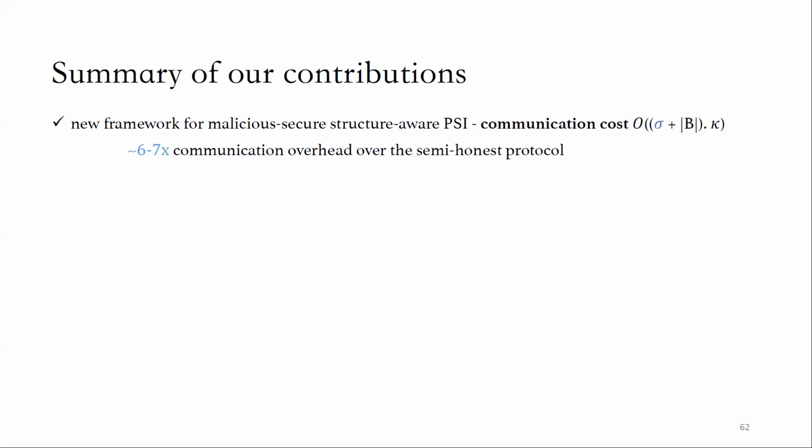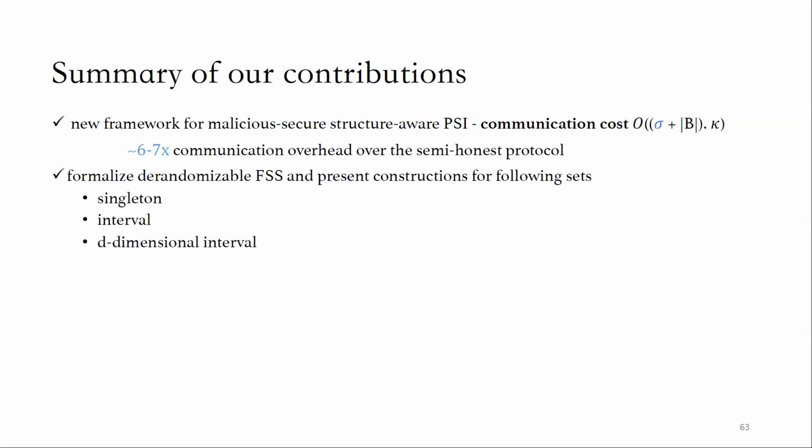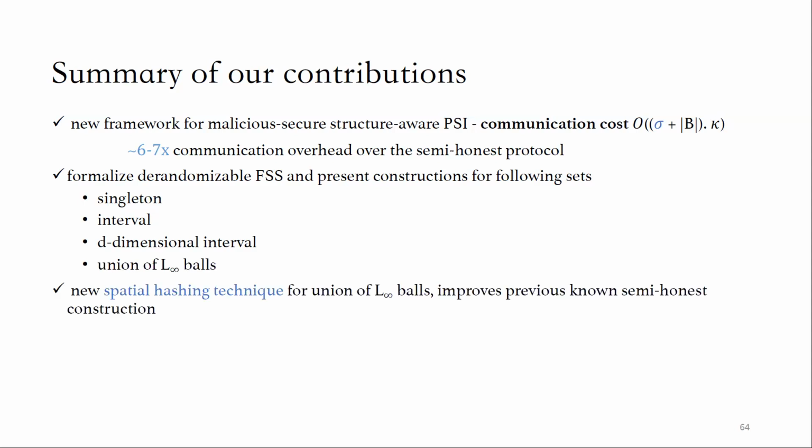So I'll summarize our contributions. We also formalize this notion of de-randomizable FSS and present constructions for the point function, for the interval function, and also for the d-dimensional interval. We also present a construction for the union of balls within this L infinity metric norm. And for this, we use a special technique called a spatial hashing technique.